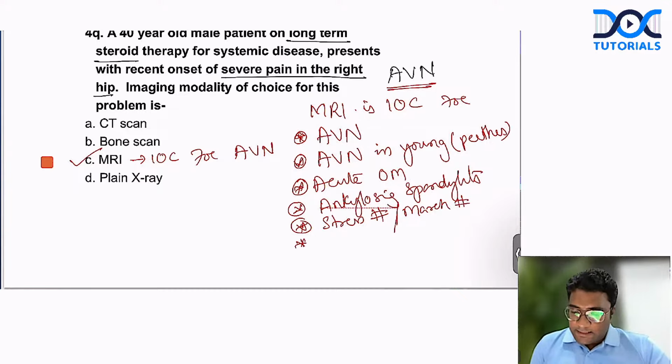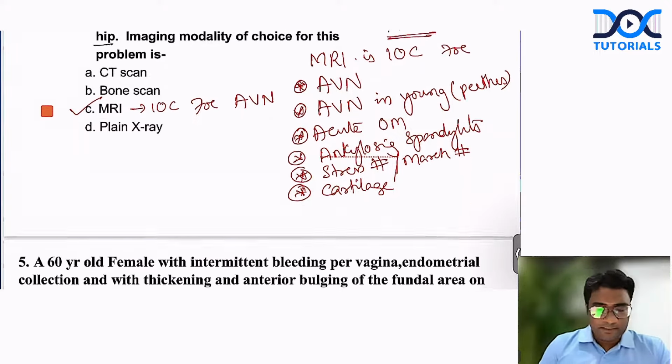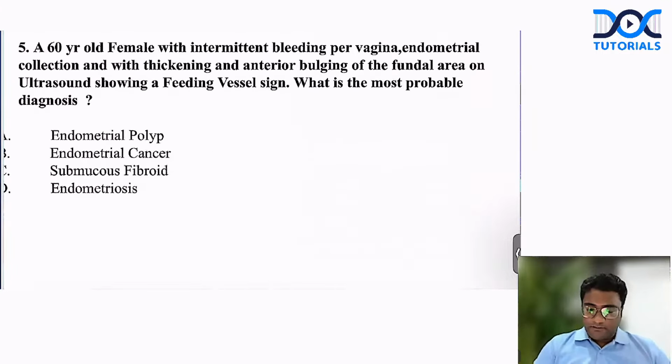And to look at cartilage, to look at the cartilaginous cap of osteochondroma, we go for MRI. So these are the important indications where MRI is needed. MRI for ankylosing spondylitis, avascular necrosis, Perthes in young people, stress fracture, march fracture, as well as for cartilage. This is MRI. Next, fifth question.